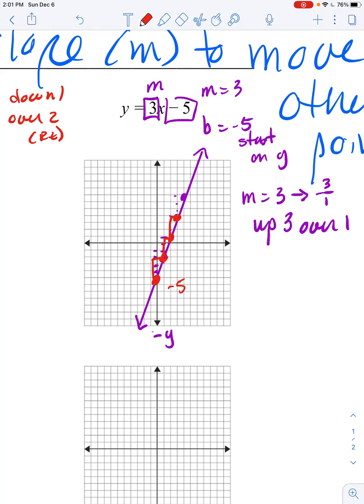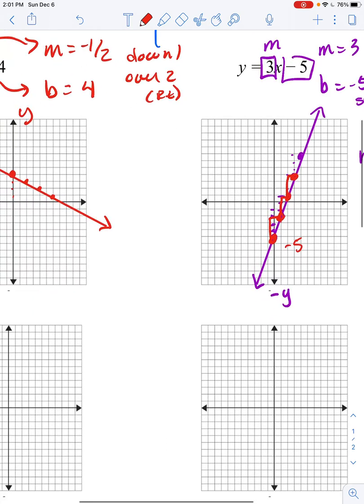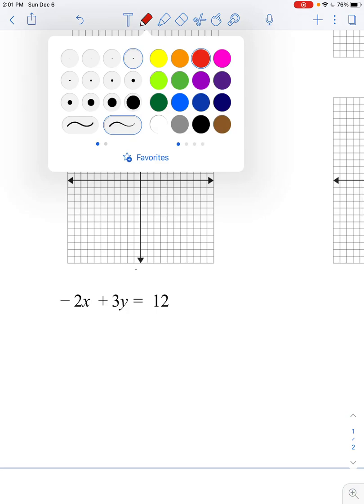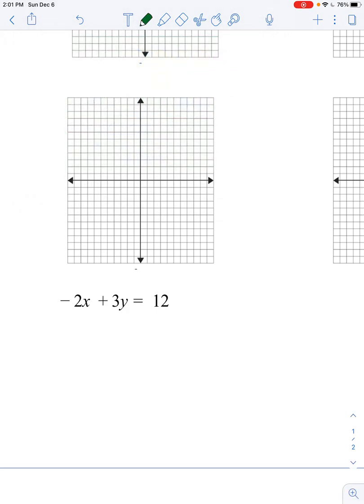You know, get some of these points really plotted well, because I'm going to be looking at those specifics to make sure you seem like you know what you're doing. So here, I'm going to need to get it into slope-intercept form because I don't currently have that. So we're going to go back to what we practiced yesterday.